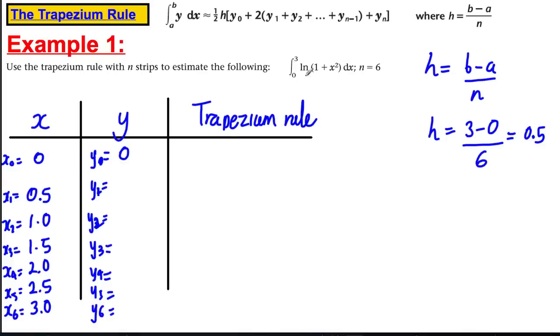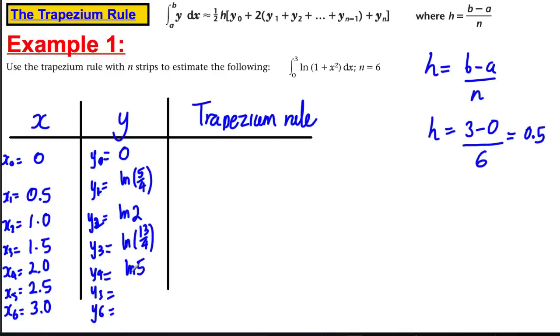so I'm going to calculate that when it's 0.5. So it would be ln 5 over 4. Leave it fully, don't try and decimalize it. The next one would be ln 2. I'm going to put 1 in. The next one would be ln 13 over 4. The next one would be ln 5.